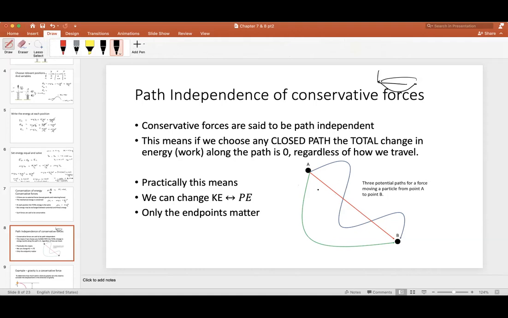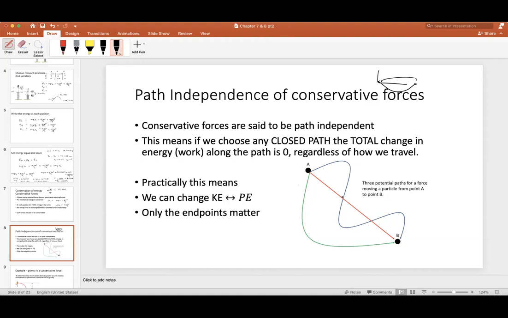If each of these paths had the same coefficient of friction on them, the amount of work, negative work, the amount of energy taken out of the system by friction would be greatest for blue, a little bit less for green, and less still for red. So the energy when you got to B would be much less if you took the blue path, if there was friction. And it would be a little bit less if you took the green path, and the least amount of energy would be lost along the red path.